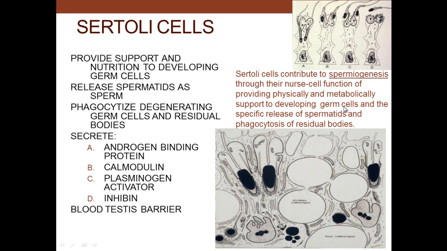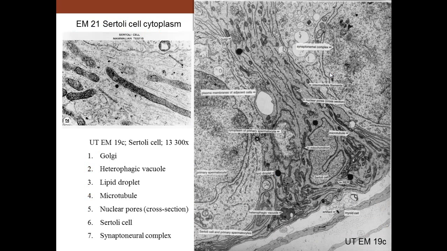If you deprive testes of FSH, the release is not at the appropriate stage of the cycle. So FSH appears to be important in spermiation, which is the counterpart to ovulation.